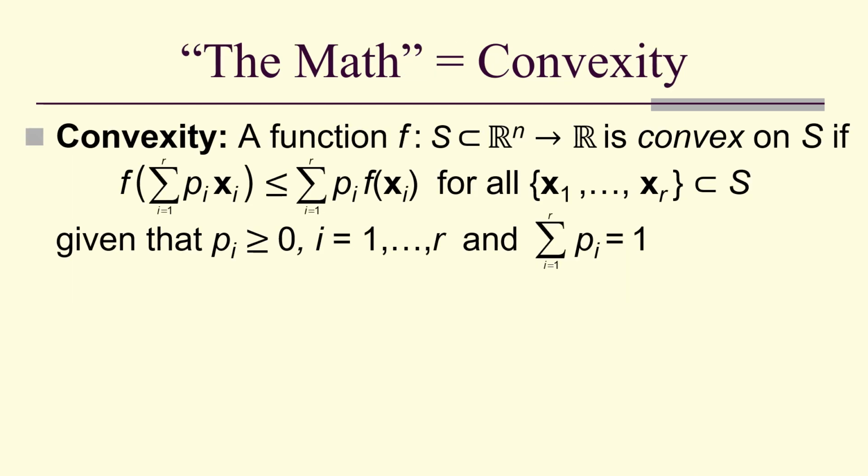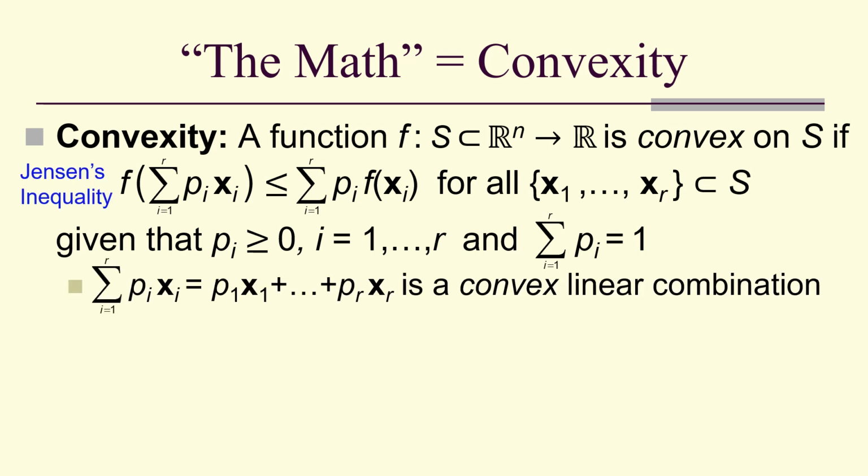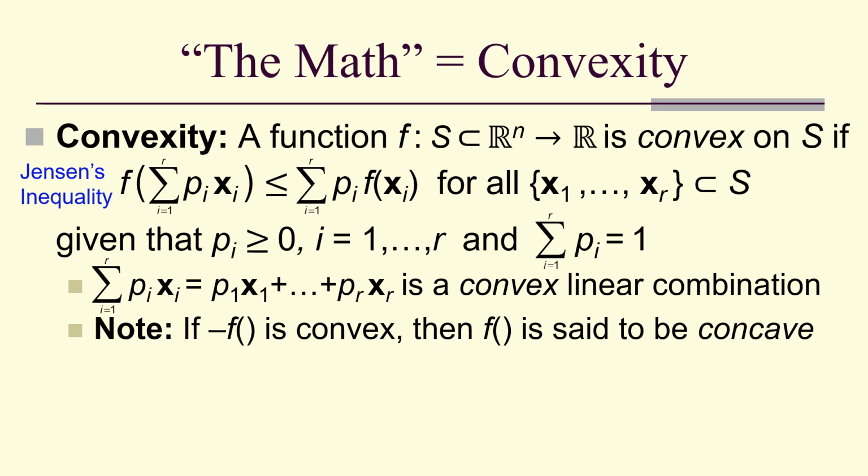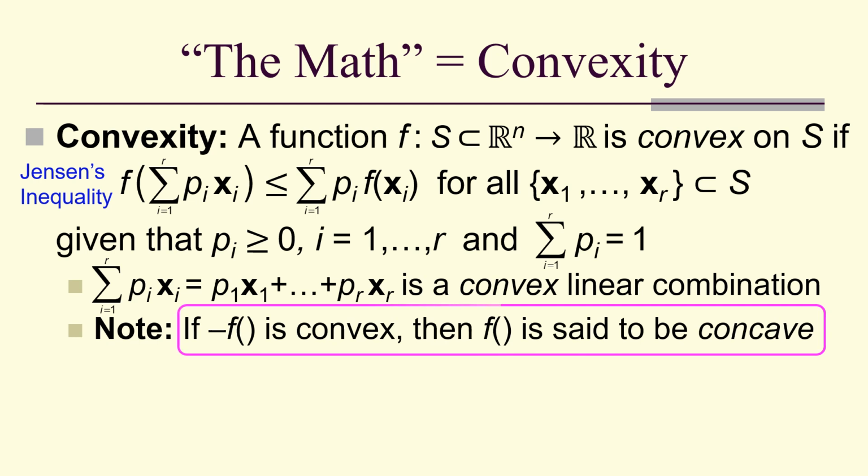Our theorems establish that in general, a convex function satisfies this, which is actually known as Jensen's inequality. Notice that this expected value is a convex linear combination. Also notice if the negative of a function is convex, then the function itself will be said to be concave. And this is going to be very important for us moving forward.